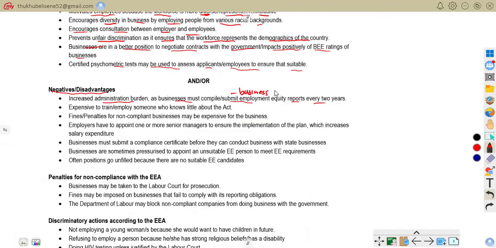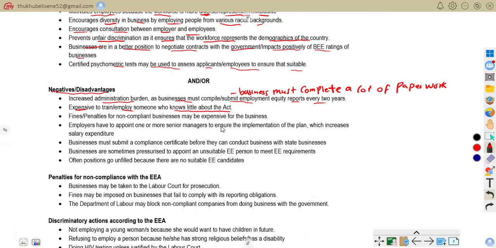Business must complete a lot of paperwork. So that is that. For example, HR staff spend weeks preparing reports. So you see, expensive to train or employ someone who knows little about this act, which is the Employment Equity Act. So it's very expensive when now you have to go for training.